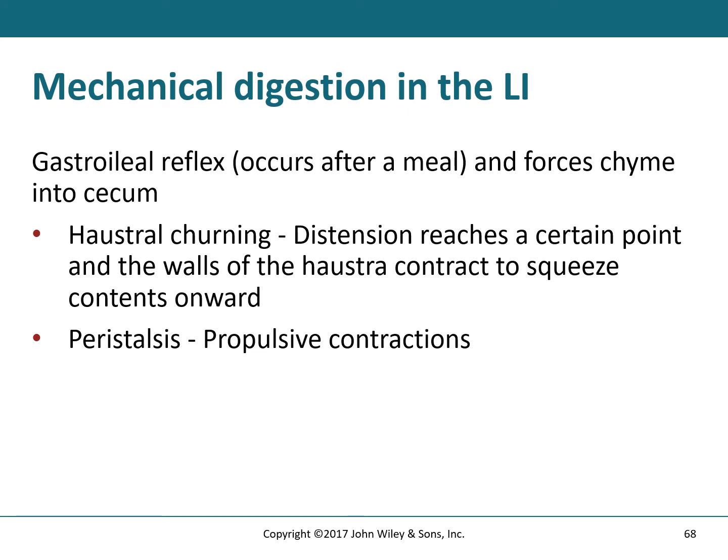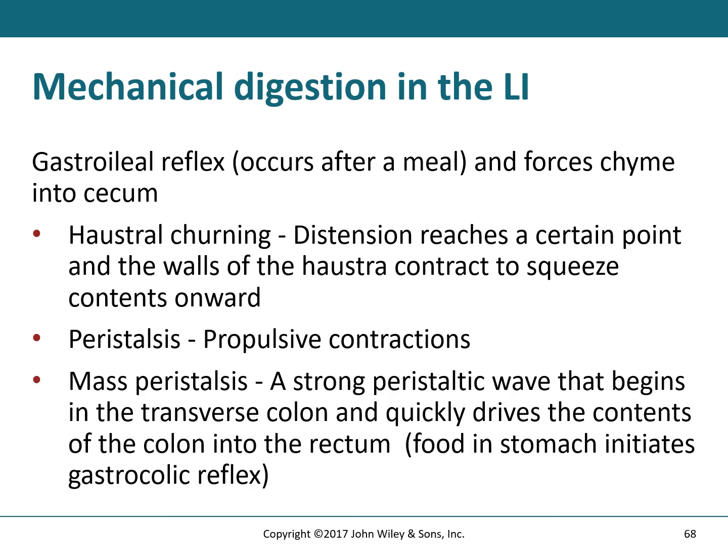Then you have peristalsis, which is what we've talked about before. It's those propulsive contractions. But then you have a form of mass peristalsis, which is really just a strong peristaltic wave that begins at the transverse colon, and it drives food quickly from the colon into the rectum, which again is going to initiate another response. And actually what happens is food in the stomach initiates the gastrocolic reflex, which makes you have to poop after a meal. So that's why people usually should poop about 3 to 4 times a day.